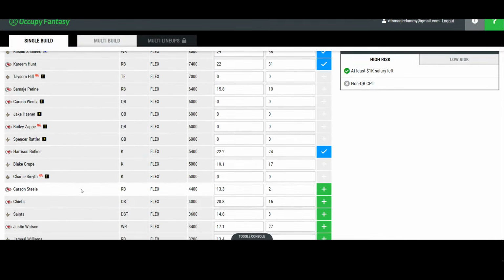It's really kind of gross here. Steele, Chiefs, Saints. We're not going to play the Chiefs defense against our captain quarterback. Probably aren't going to play the Saints defense in this lineup against an opposing kicker. And then everyone else is too cheap. Like maybe we could play someone like Justin Watson.